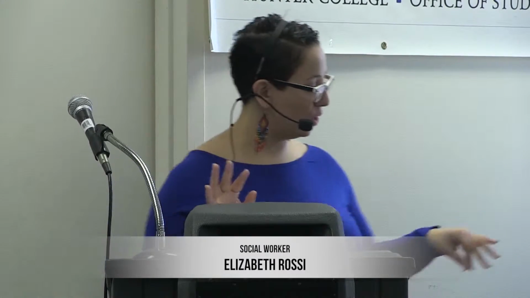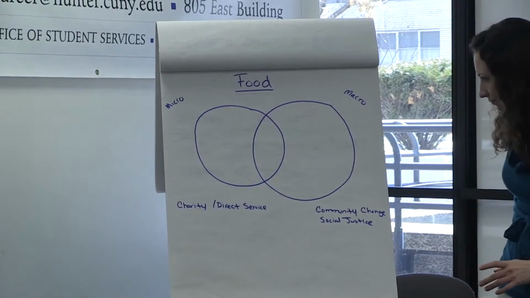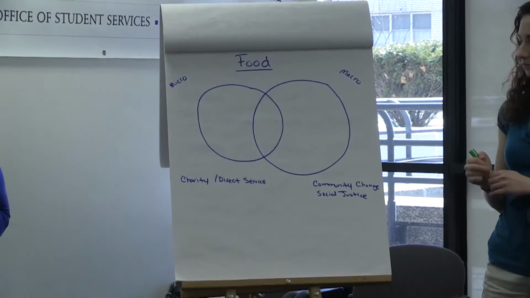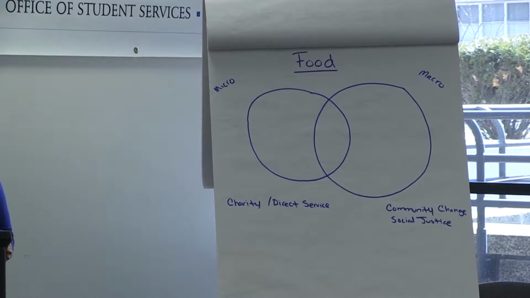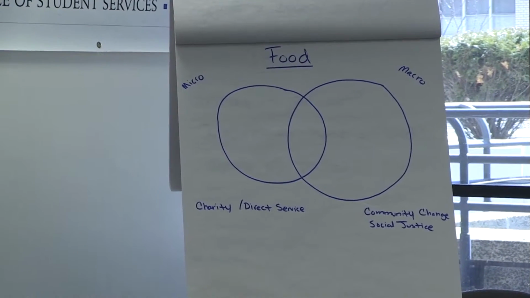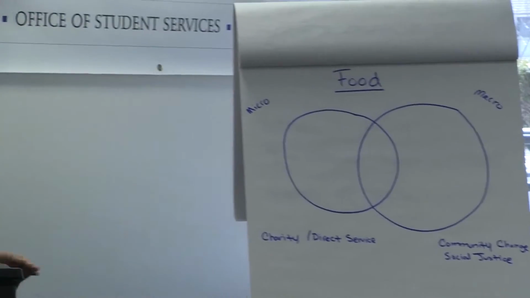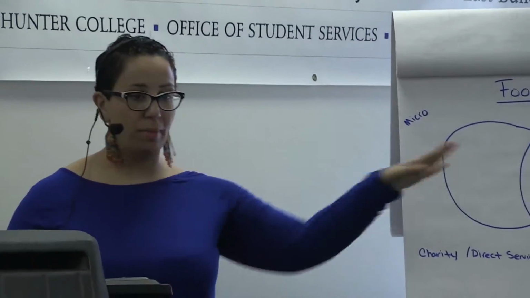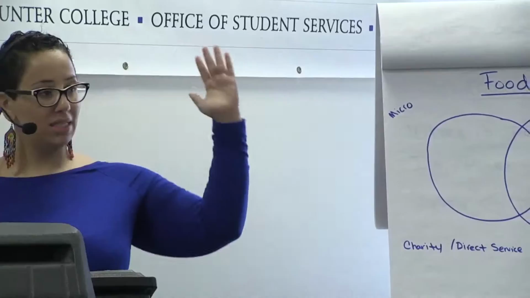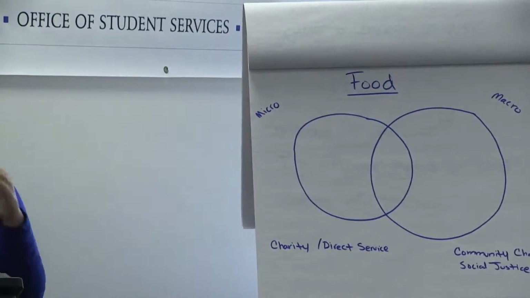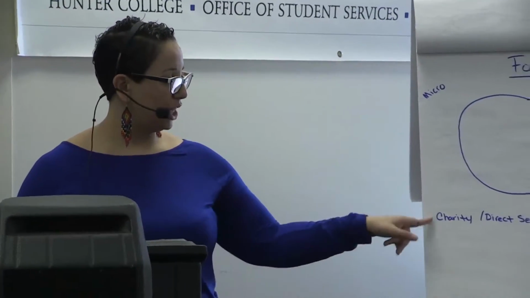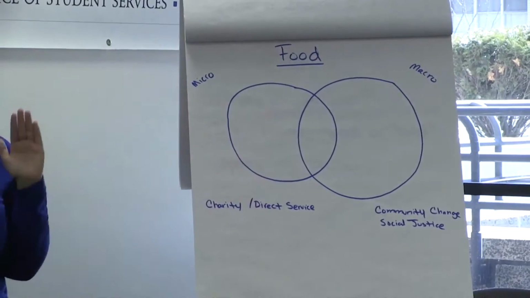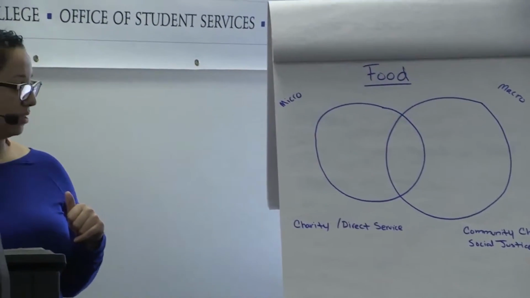With that, we're going to move on. We're going to stick with our food theme that we have here today. So you have your own example in your worksheets. When we talk about, for all the social workers in the room, and maybe some other people, we have our micro and our macro. Micro is small, macro is big. How do we look at these issues from an individual level versus a system level? On one side of the circle, we have charity and direct service. The other side, we have community change and social justice.